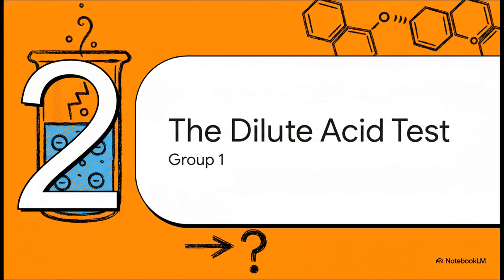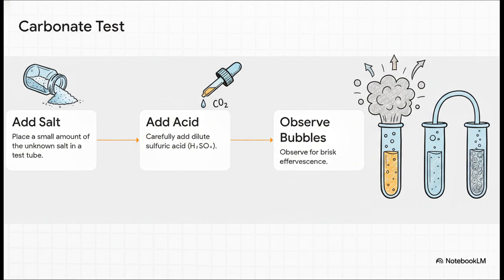All right, let's start our interrogation with our first technique, dilute sulfuric acid. Now, this isn't some brute force method. It's a very specific question aimed at one particular suspect that we know is going to talk under this kind of gentle pressure, the carbonate ion. The test itself is pretty straightforward. You take a little bit of your salt, add a splash of dilute acid, and then you just watch. What are we looking for?